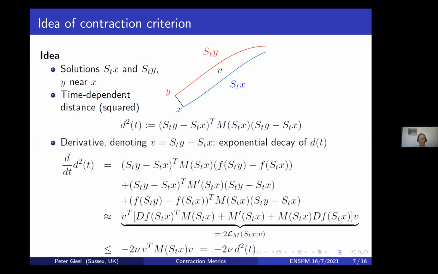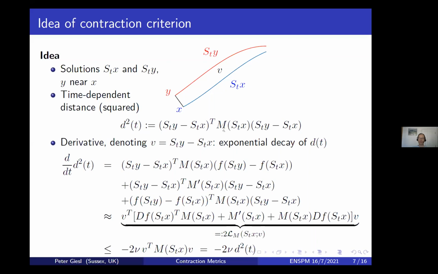So we look at the time-dependent distance, actually the square of it, d squared of t, and we measure this with respect to this metric M. So we take this distance vector, S_t y minus S_t x, transposed, M of S_t x, and then S_t y minus S_t x. So that's the expression of the distance we're considering. You could also look at the geodesic between these and the integral. Basically, if they are nearby, you always get the same criterion. I wanted to make it as simple as possible.